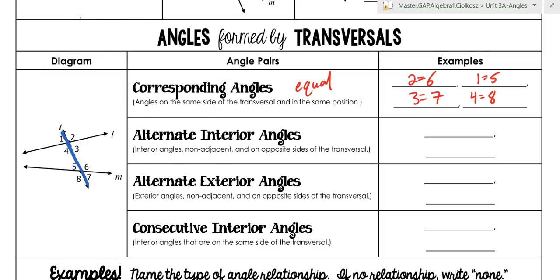Alright, alternate interior: interior angles, non-adjacent, opposite. Okay, so let's see. Interior means I'm between these two lines. Alternate means the opposite side. Here, 4 and 6, so 4 is equal to 6. Those are also going to be congruent. Going with the other ones here, we'd have angle 3 congruent with angle 5. So 3 and 5 are also the same. Technically, the symbol for congruence is written differently, but to keep things simple, if you write equals, that's totally fine.